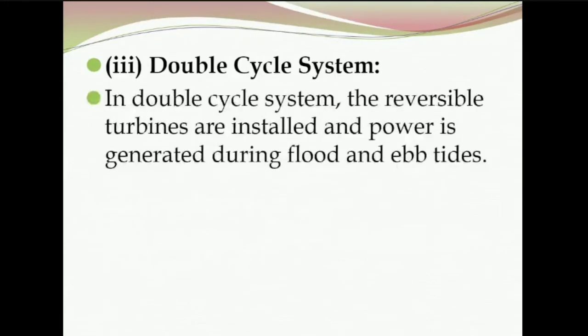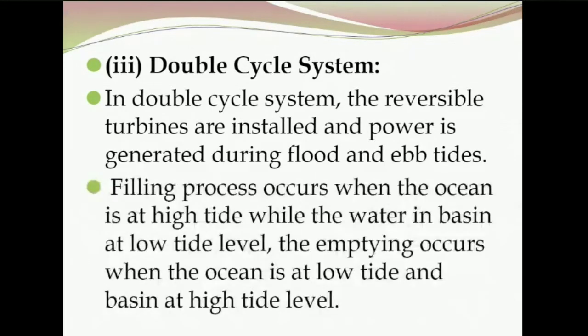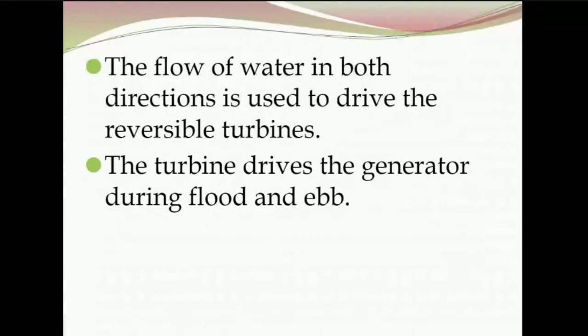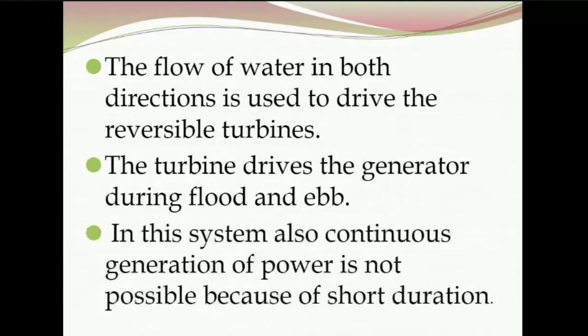Third one is the double cycle system. In double cycle system, the reversible turbines are installed and the power is generated during flood and ebb tide. Filling process occurs when the ocean is at high tide, while the water in the basin is at low tide level. The emptying occurs when the ocean is at low tide and basin is at high tide level. The flow of water in both directions is used to drive the reversible turbines. The turbine drives the generator during flood and ebb. In this system also, continuous generation of power is not possible because of short duration.